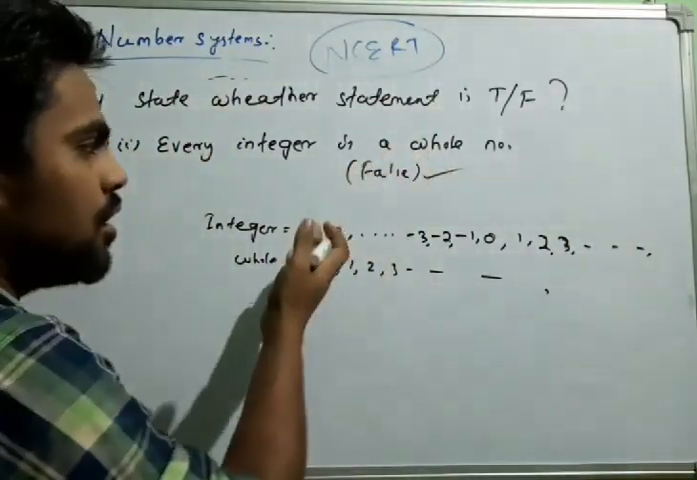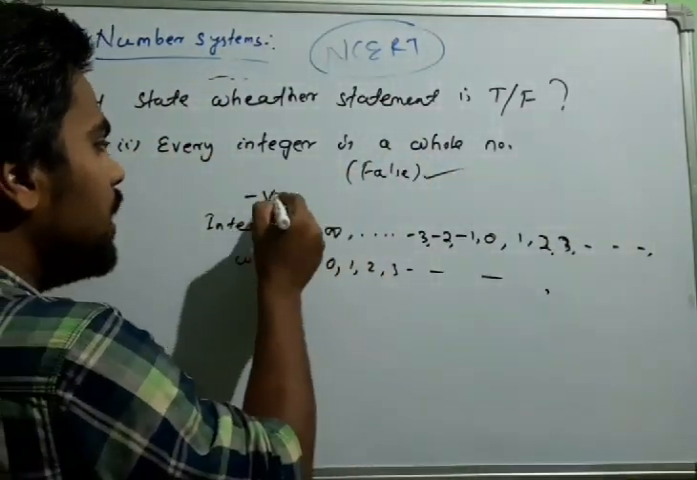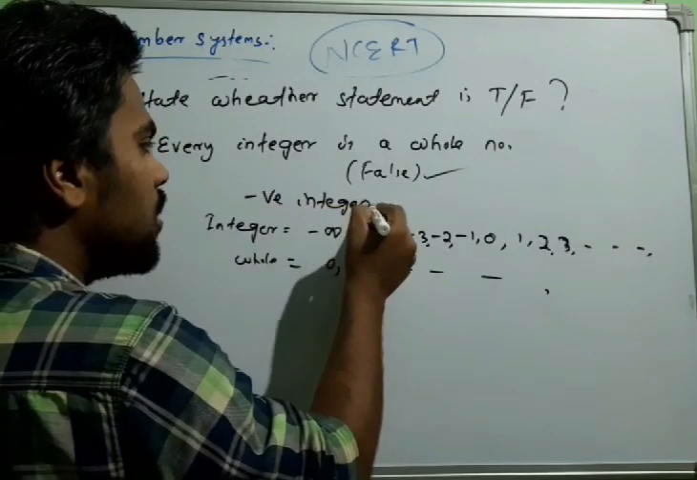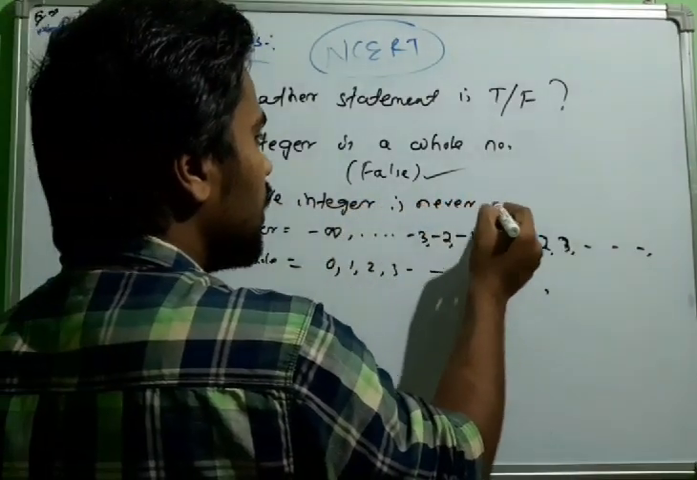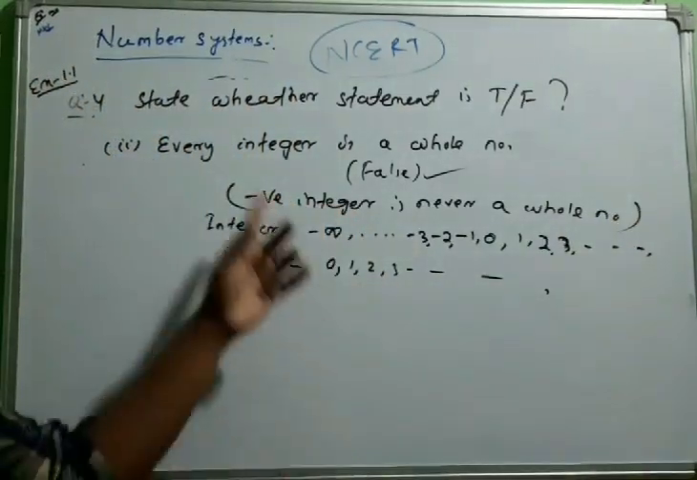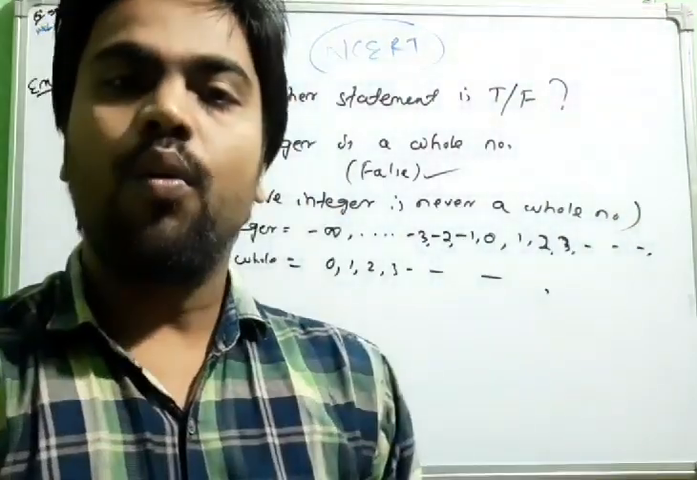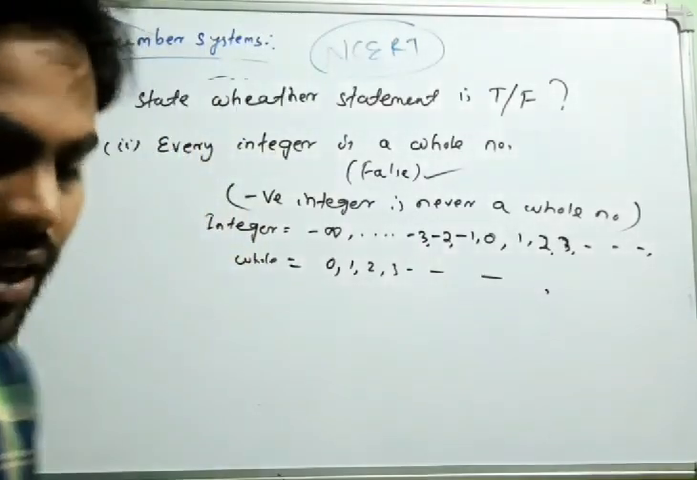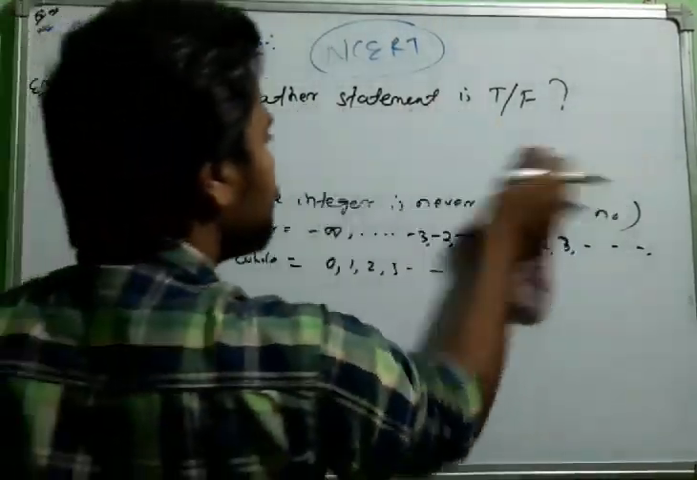So write down what is the suggestion. You suggest: negative integer. Write down, negative integer is never a whole number. Never a whole number. Clear? That's why every integer is not a whole number. Clear? So the next question is given to you.